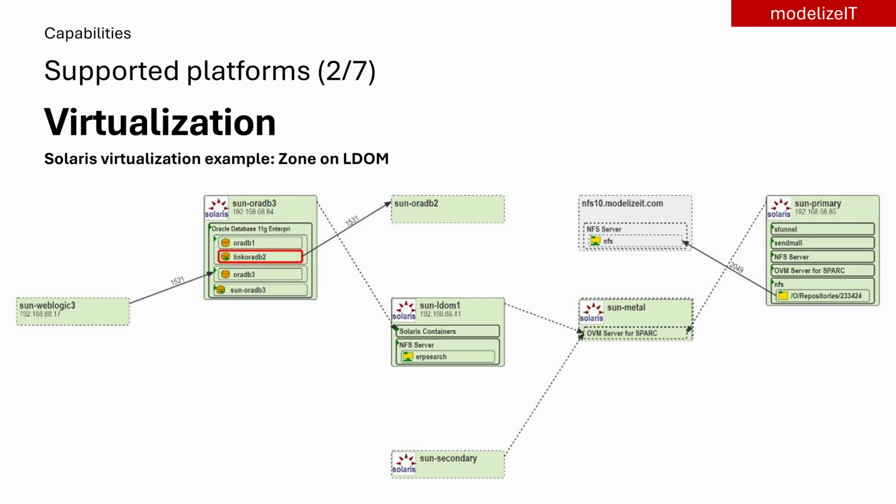modelizeIT supports all popular virtualization systems on Windows, Linux, and Unix operating systems. In this image, we see an example of a Sun, now Oracle, physical server running 3 LDOMs, which are Solaris virtual machines, and a Solaris zone, which is a container within an LDOM. Virtualization dependencies are shown with dashed lines.